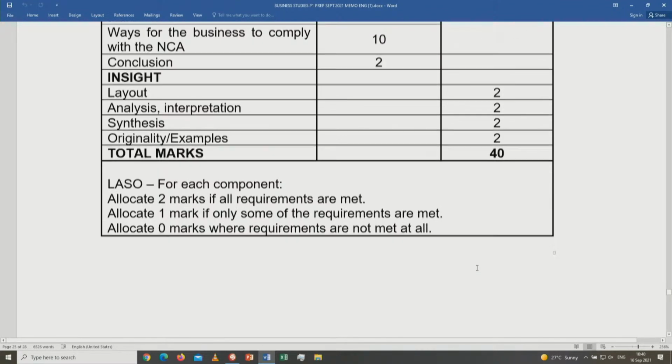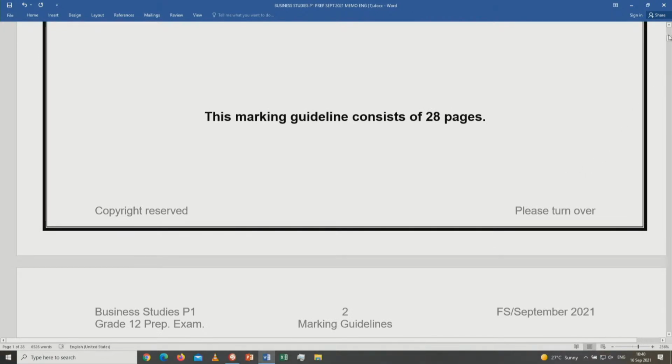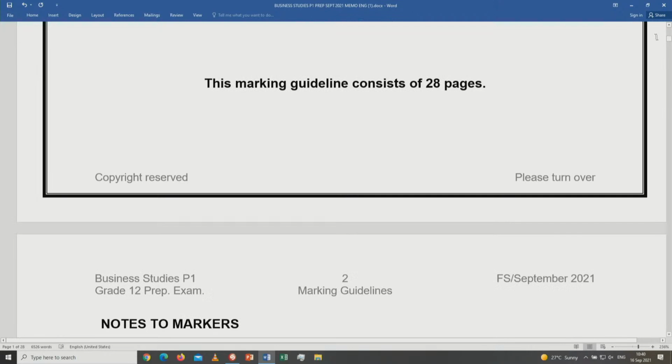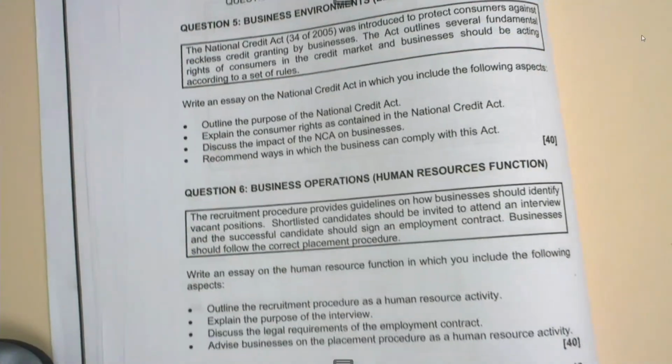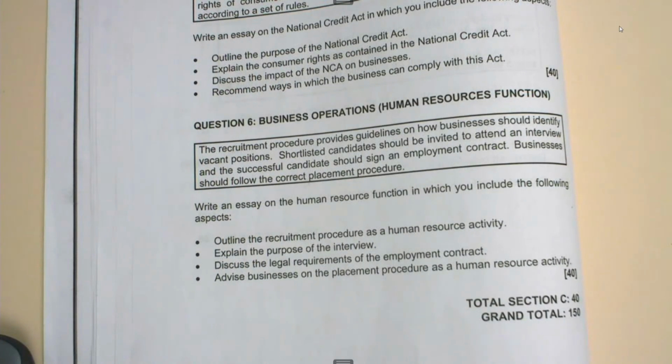Let's now go to the last question in this memo discussion. The last question has got to do with the human resource. The last question, question 6, let me read it. The recruitment procedure provides guidelines on how businesses should identify vacant positions. Shortlisted candidates should be invited to attend an interview, and the successful candidate should sign an employment contract. Businesses should follow the correct placement procedure. You see, that is a preamble. It gives you background and it gives you information on what to expect in the question, and it is clear that this has got to do with human resource.